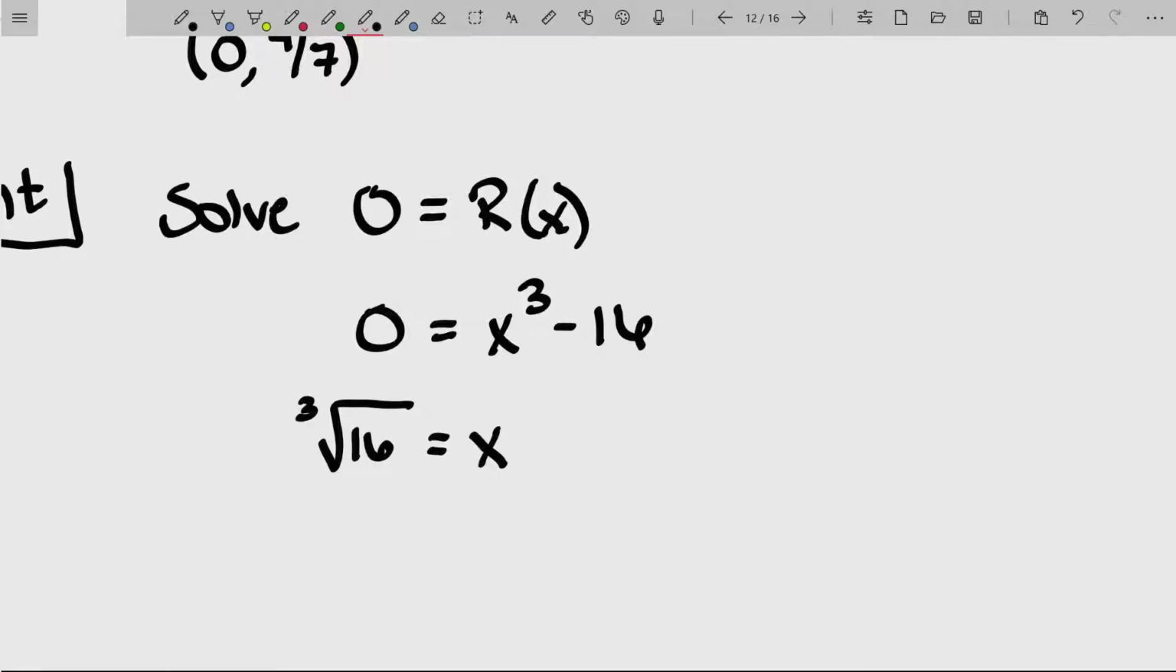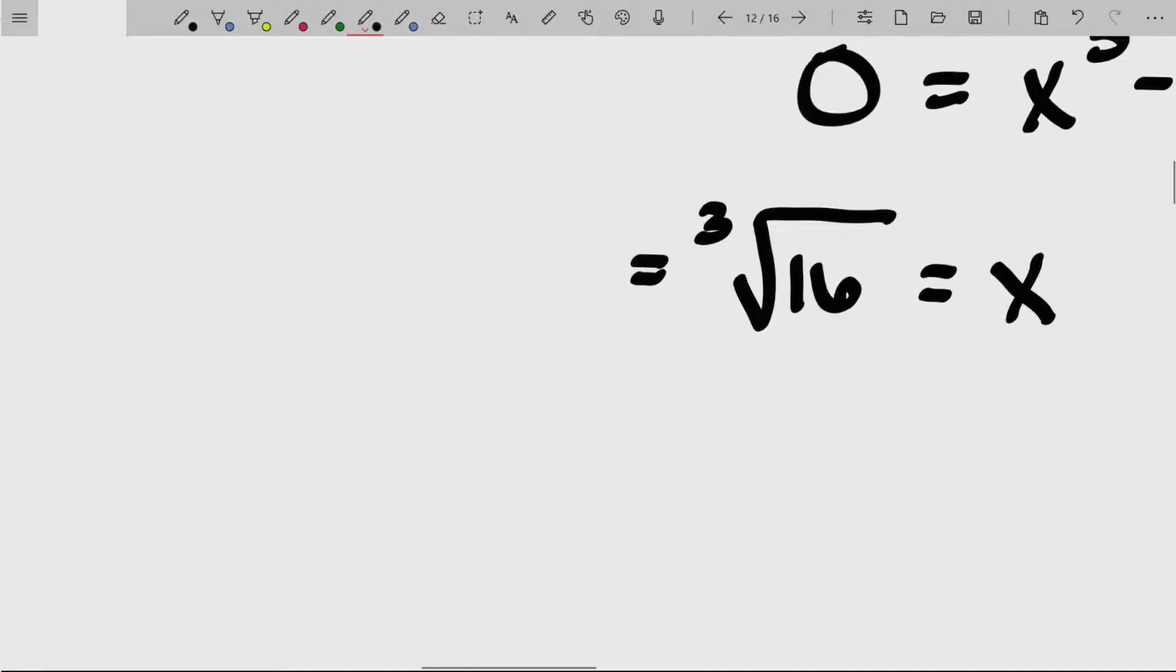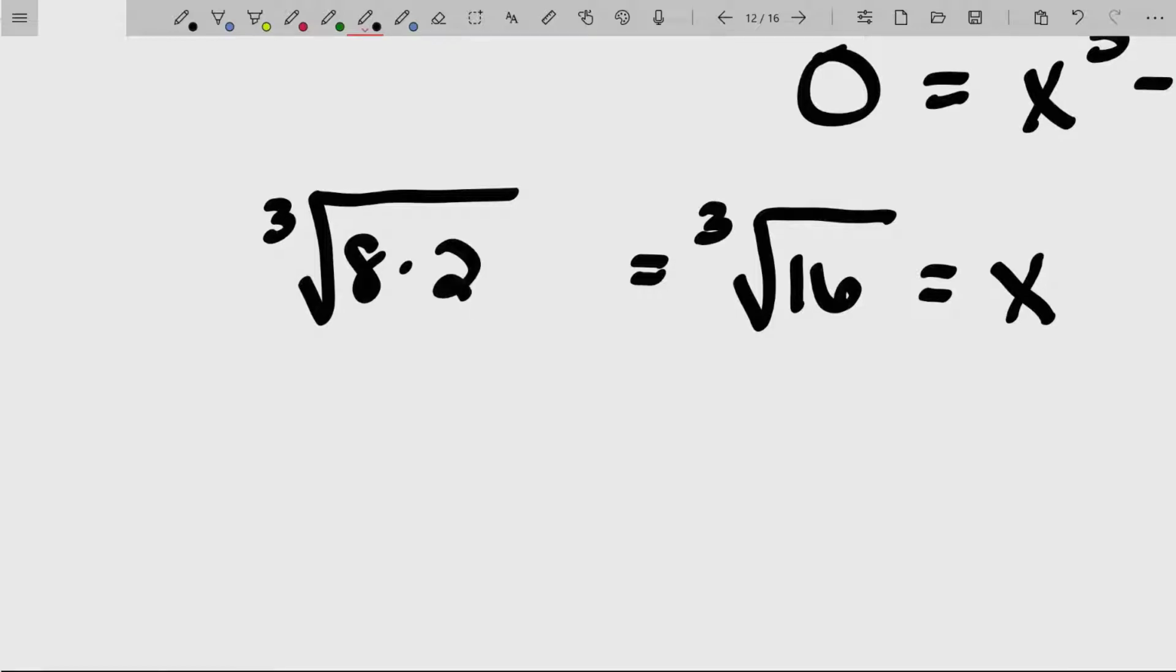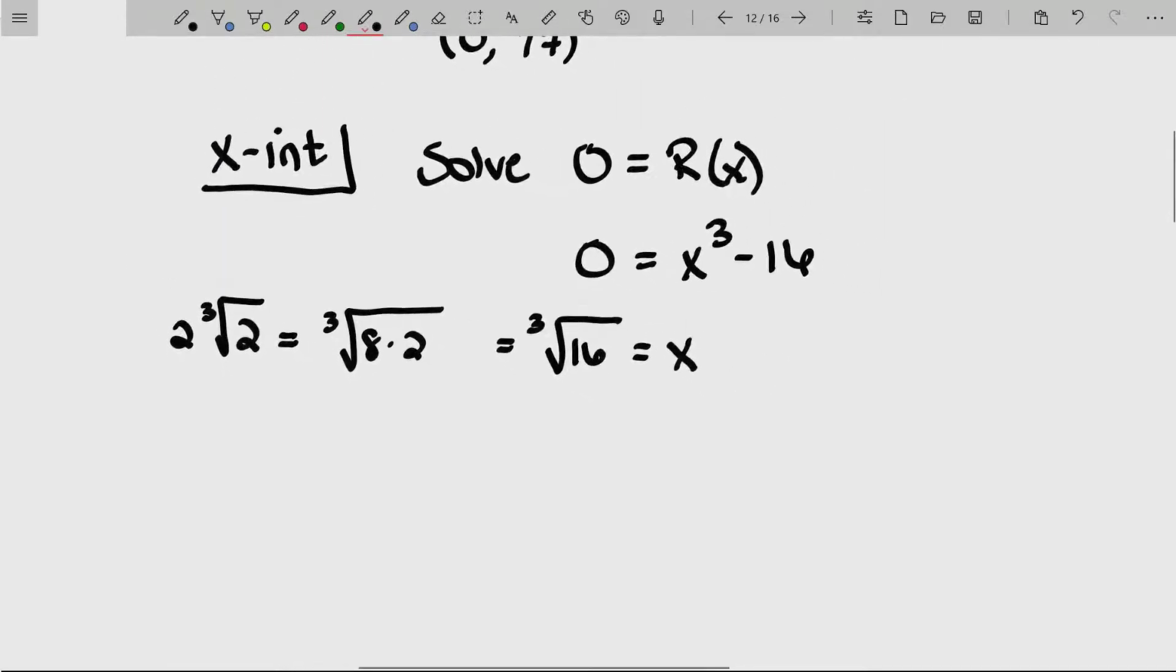Of course, you can actually do a little bit of arithmetic here. And there are actually a couple ways you could do this. You could do radical arithmetic, right? Where you say, oh, well, this is the same thing as the cube root of 8 times 2, because I know the cube root of 8 is 2. So you can say, oh, that's the same thing as 2 times the cube root of 2. You could totally do that.